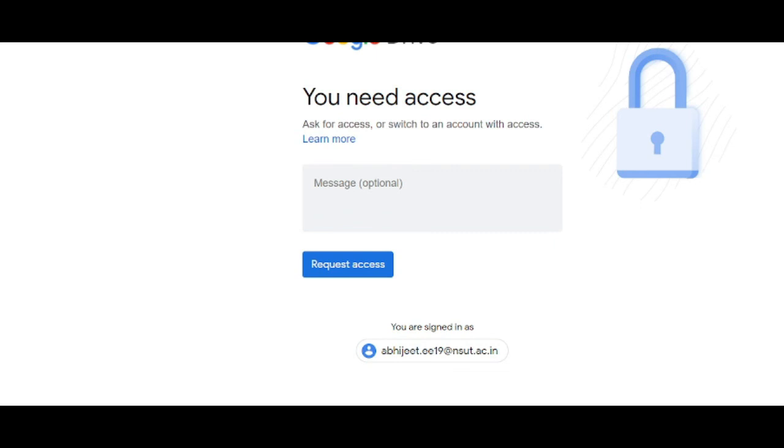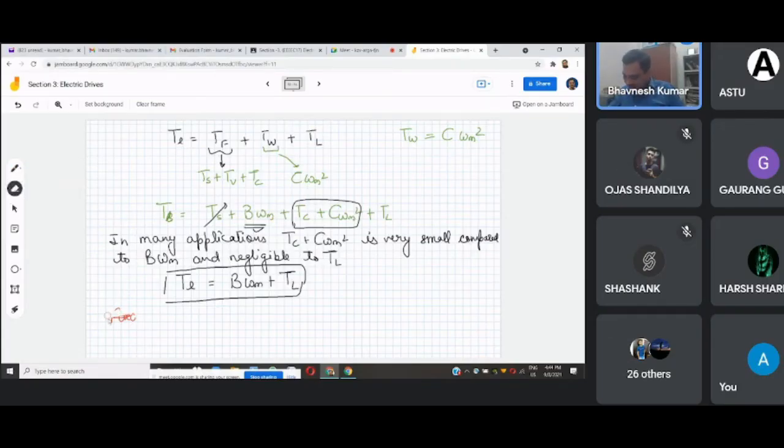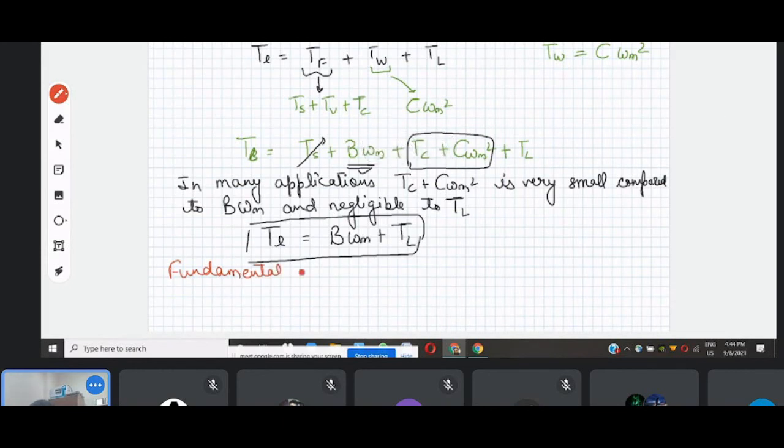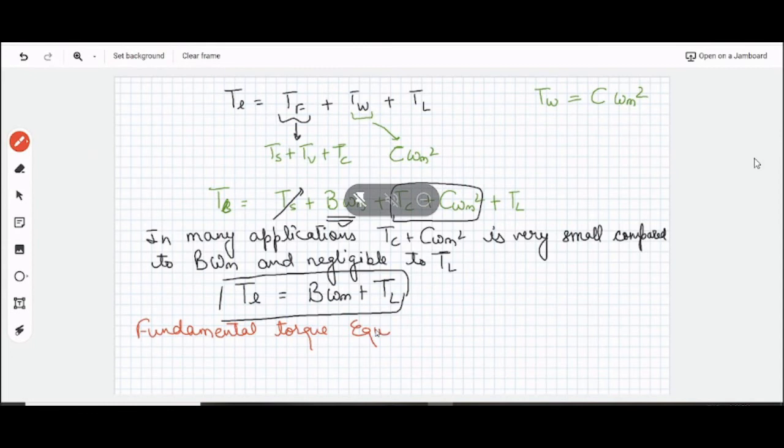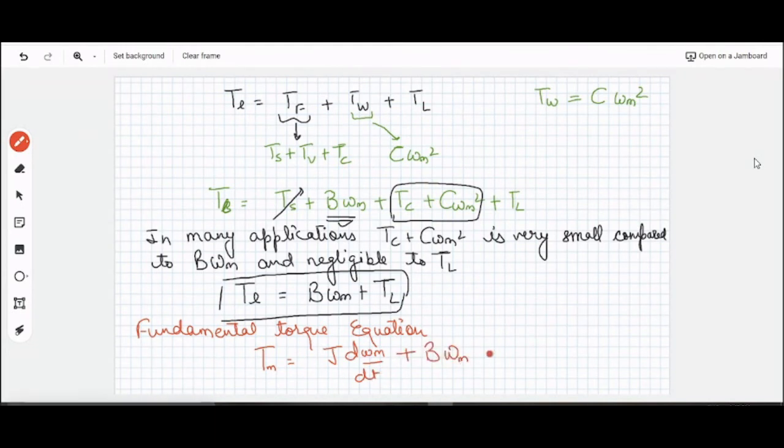Substituting this value of TL in the fundamental torque equation, your fundamental torque equation can be represented as: TE, or let it be Tm, that is the motor torque, is equal to J d omega m by dt plus B omega m plus TL, where TL is the load torque or torque required to do the useful work. Is this fine? Yes, sir.